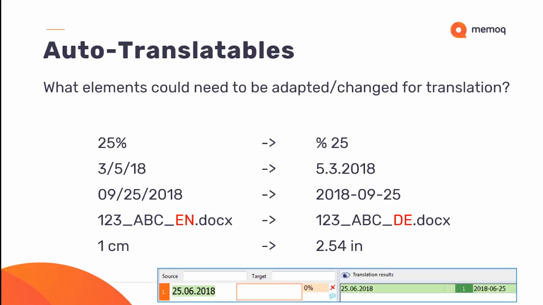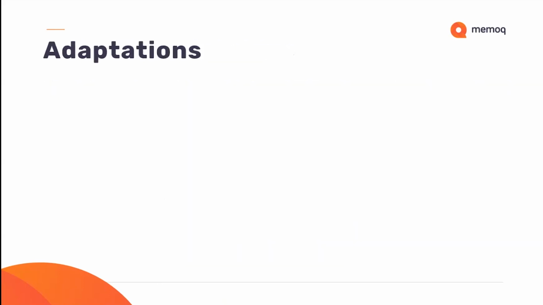And basically, when you have set up your auto-translatables, then they will come up with that green background in the memoQ editor. And in the translation results list, you will see the matched part and also how it changes or how it should change according to your auto-translation rules. Now let's go first into these adaptations.